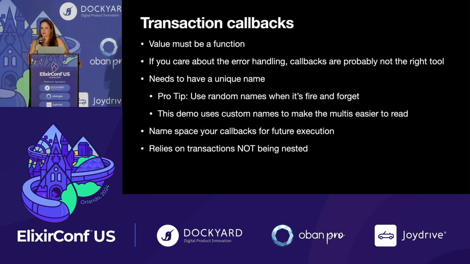And also, this relies on transactions not being nested. And to nest transactions in multis usually comes with an Ecto multi-run. So as long as you're not using multi-run, you're saving yourself from a lot of possible problems.